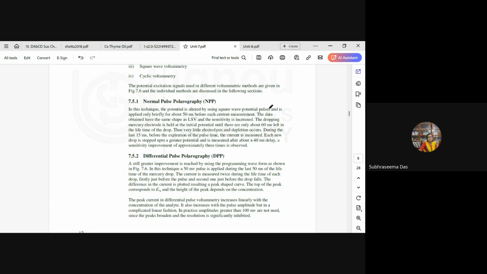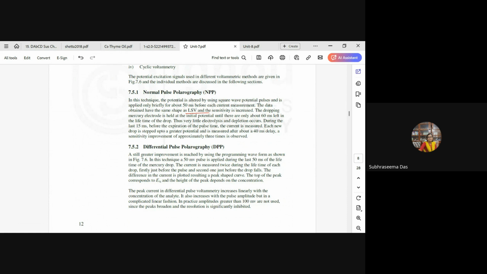In this technique, the potential is altered by using square wave potential pulses, applied only for about 50 ms before each current measurement. The data have the same shape as linear sweep voltammetry, but the sensitivity is increased here. The dropping mercury electrode is held at an initial potential. However, very little electrolysis and depletion occurs. During the last 15 ms before the expiration of the pulse time, the current is measured. So this is more advanced than the normal LSV.